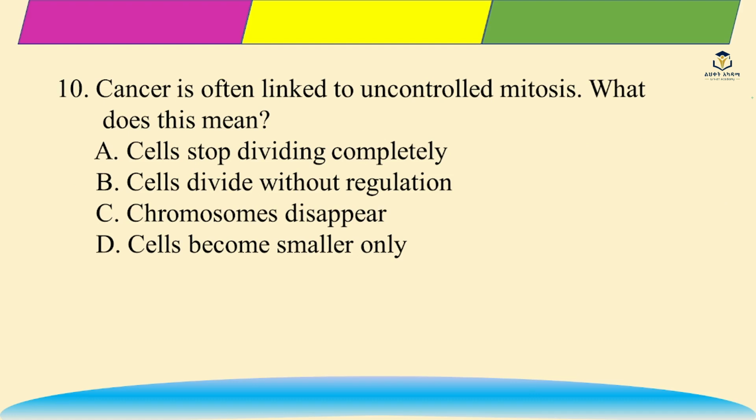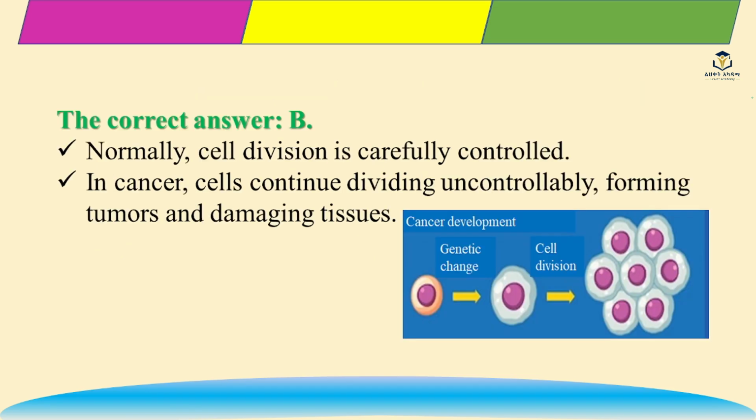Question 10. Cancer is often linked to uncontrolled mitosis. What does this mean? A. Cells stop dividing completely. B. Cells divide without regulation. C. Chromosomes disappear. D. Cells become smaller only. The correct answer is B. Cells divide without regulation. Normally, cell division is carefully controlled. In cancer, cells continue dividing uncontrollably, forming tumors and damaging tissues.